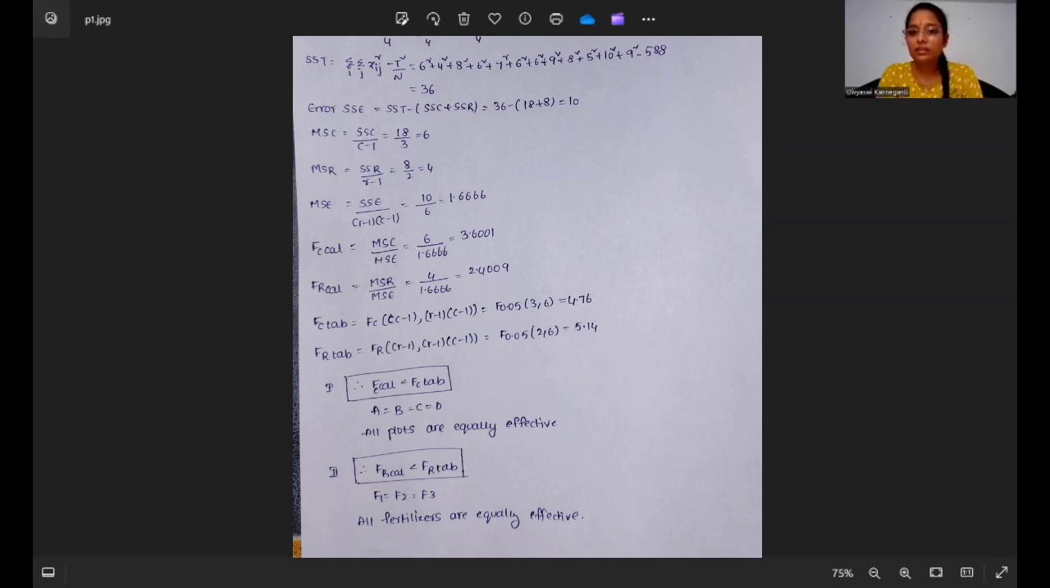As they asked the question to check whether it is equally effective, that is, whether it makes any material difference, we have seen that they are equal, so it doesn't show any material difference in yields or in fertilizers. So this is the information about ANOVA two-way classification and a problem.